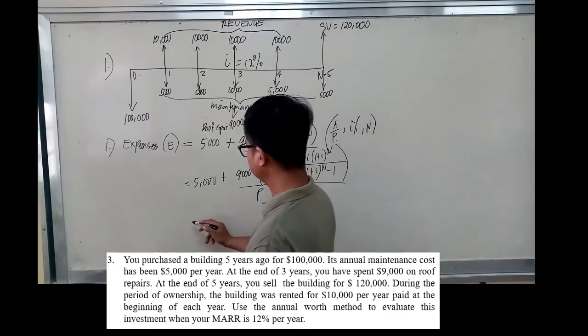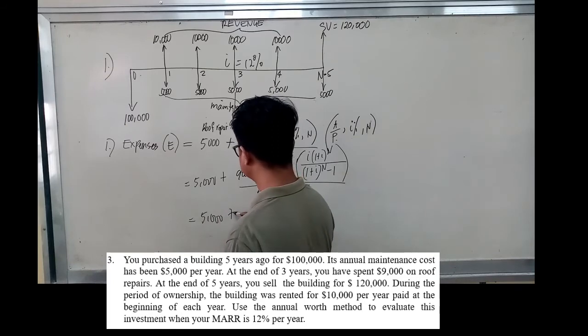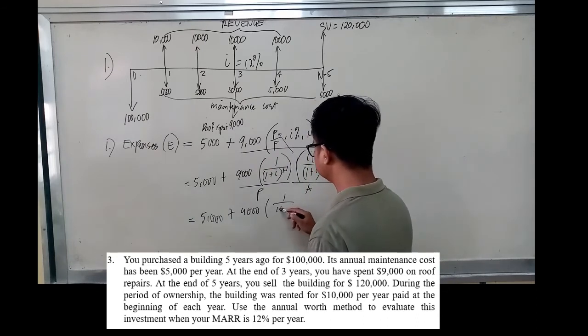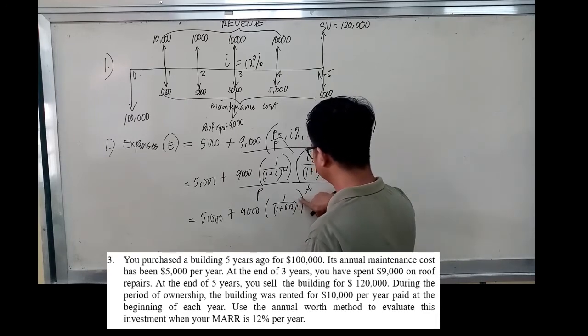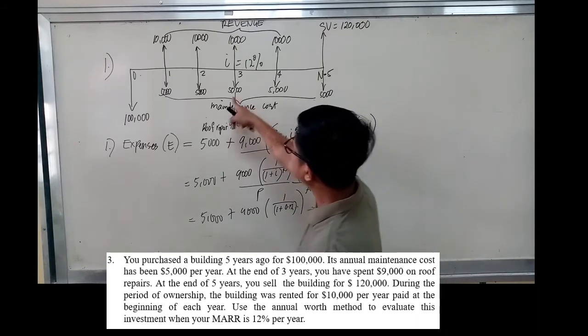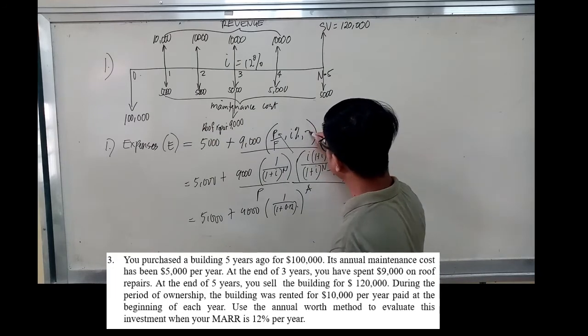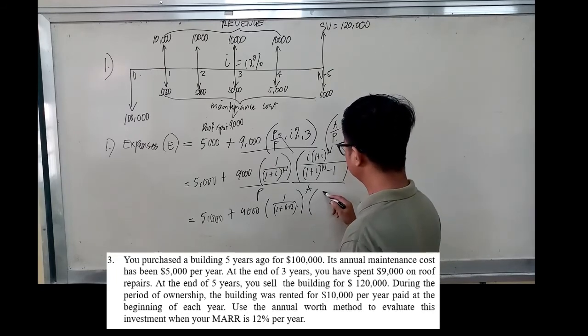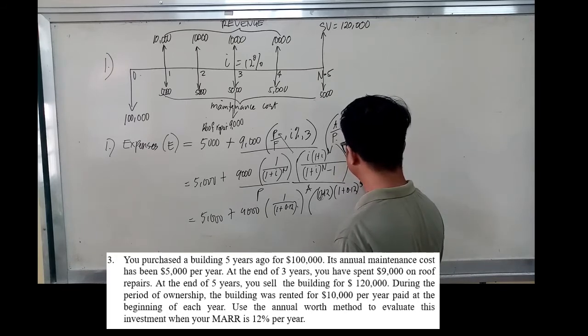So, this is the annual work of this 9,000 repair. So, 5,000 plus 9,000, 1 plus 0.12 raised to 3. Okay, 3 years. So, ang n natin dito is 3. Ang n natin dito is 5. So, I, 0.12, 1 plus 0.12 raised to 5 divided by 1 plus 0.12 raised to 5 less 1. Okay?